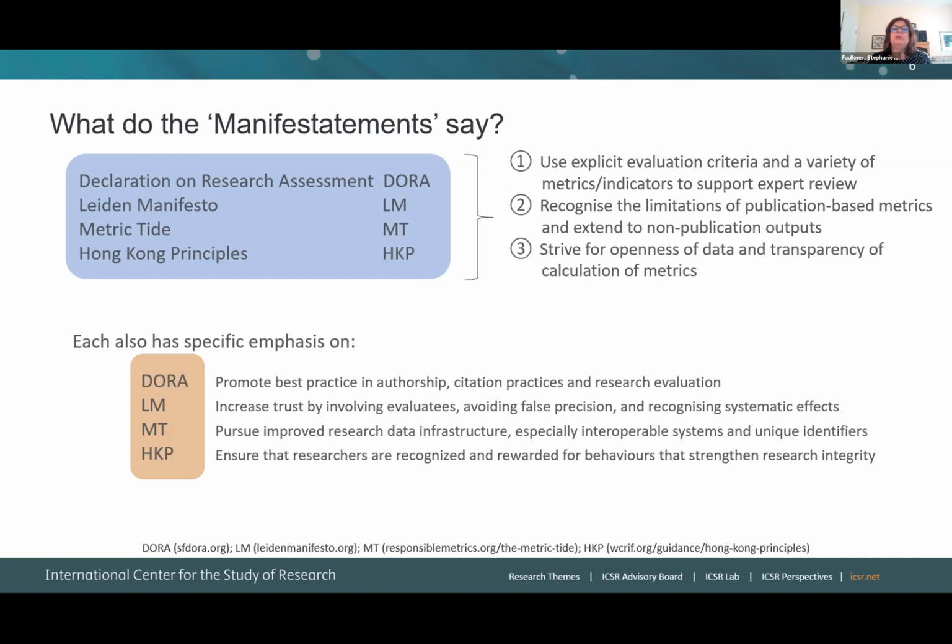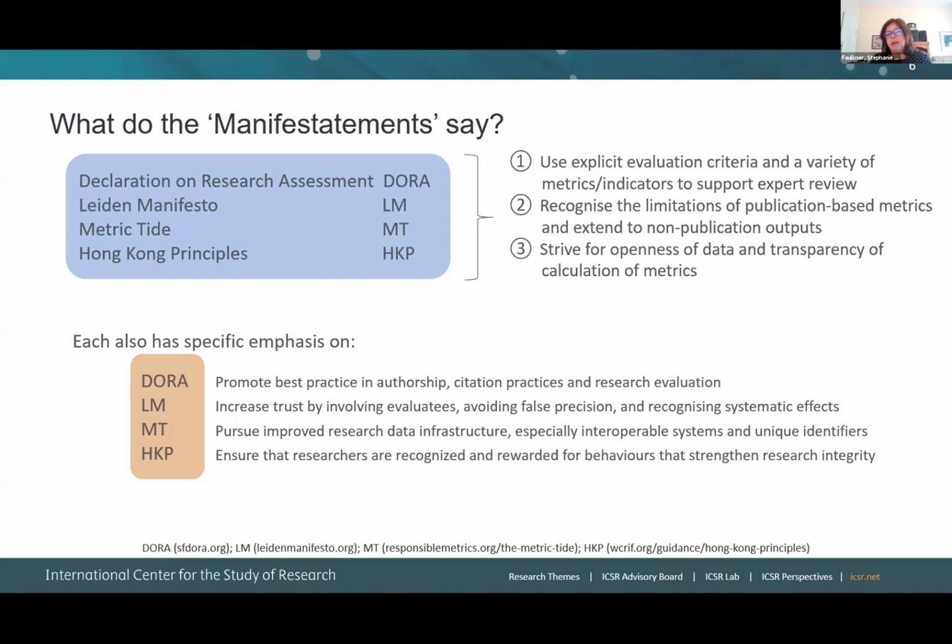The second common issue in these 4 manifesto statements is to recognize the limitations of our classic publication-based and citation-based metrics, and to really push to extend beyond non-publication outputs. And finally, the third common theme is to strive for the openness of data and the transparency in the calculation of metrics. And in the next couple of slides, I'll also share some examples of how that's being done.